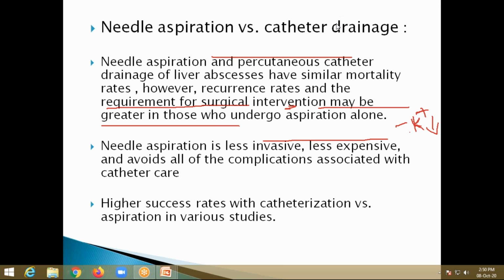So needle aspiration, catheter drainage, and percutaneous drainage have similar mortality rates. Recurrence rates may be greater in those undergoing aspiration alone. If you leave a catheter, what happens? You keep it for 10 days or 20 days, everything will come out. Sometimes the abscess is thick and will not drain on first aspiration. But once you put a catheter, after some time the coagulum necroses and it will slowly start coming out. That is why catheter drainage is superior.